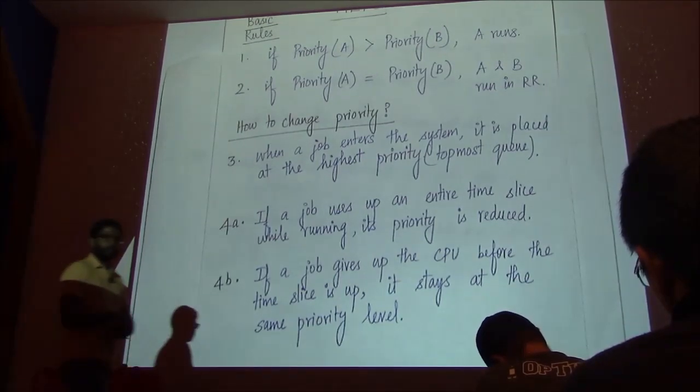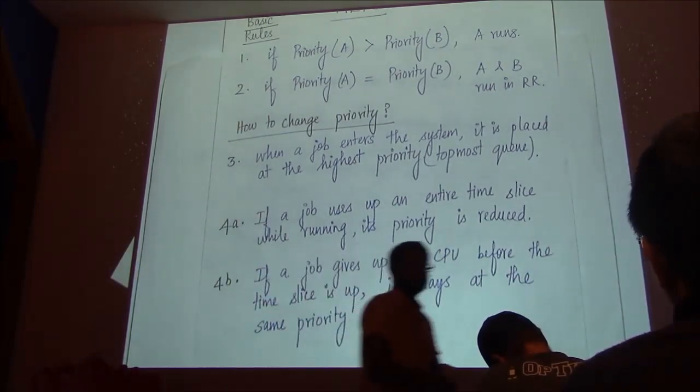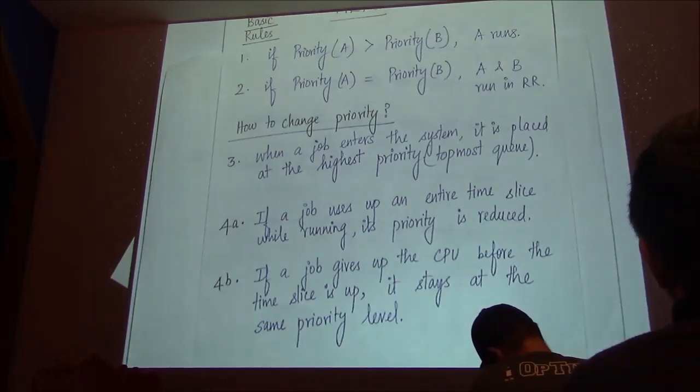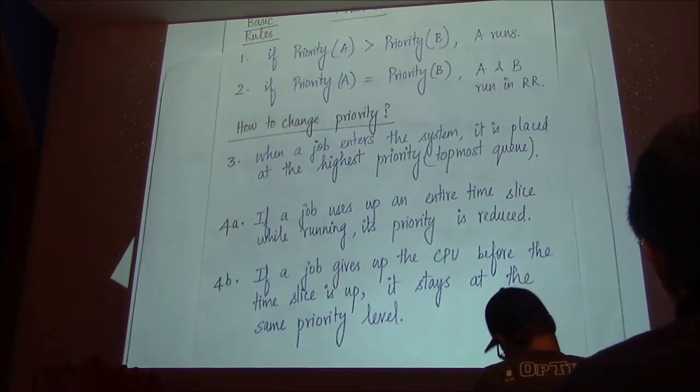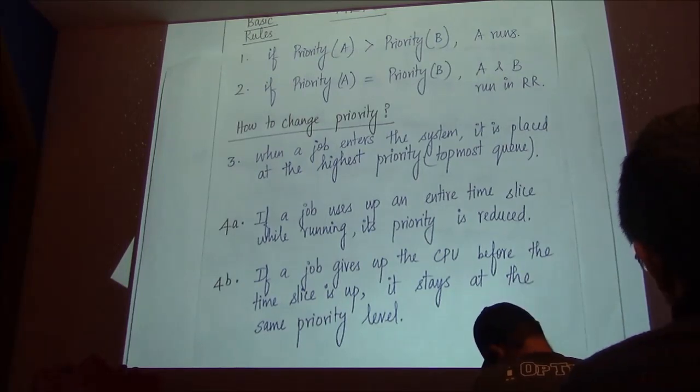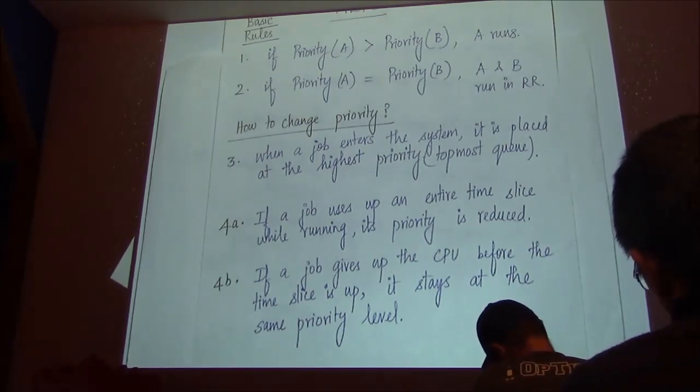Does 4B include blocking due to I/O? Yeah, it includes blocking due to I/O. I mean, includes in the sense it is not calculated as CPU time. It just thinks, okay, it's just doing some I/O, it has yielded the CPU for other processes to use.